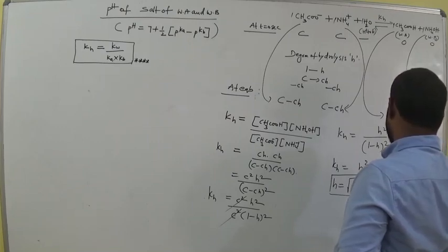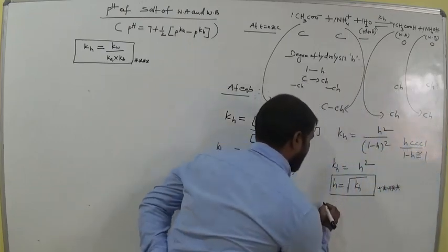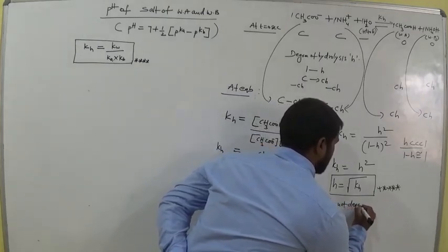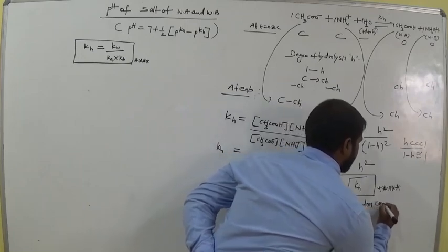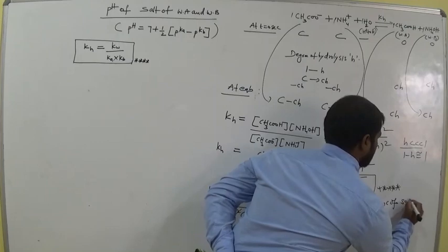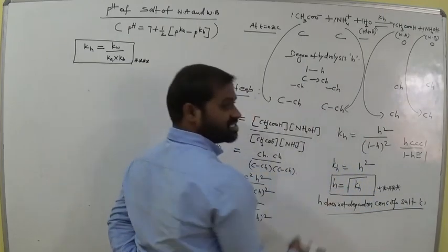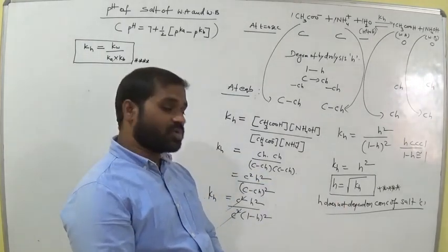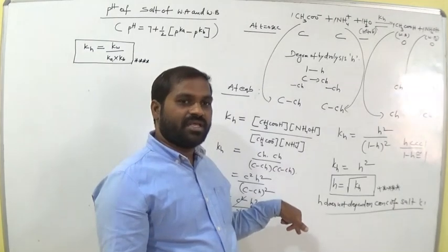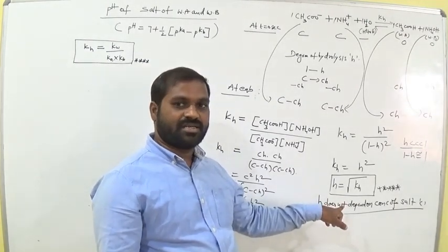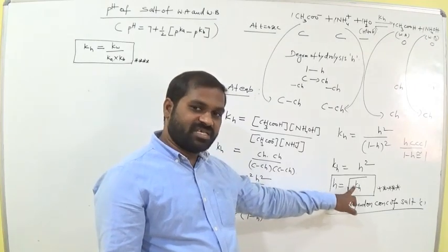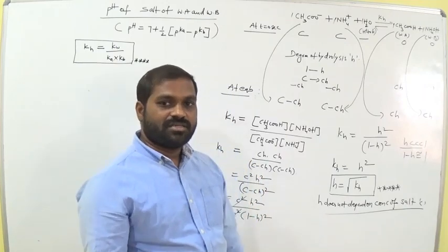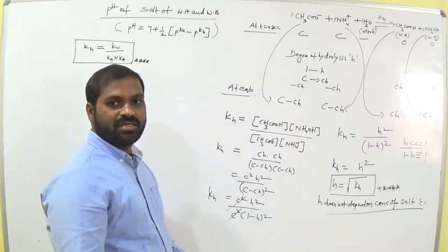So what we observed here in this case is that h does not depend on the concentration of salt c. There is no c, there are no concentration terms. Before, we had h equals square root of Kh by c, which means h depends on concentration. But now there is no c. c means concentration. So it doesn't depend on the concentration of salt. Remember that.